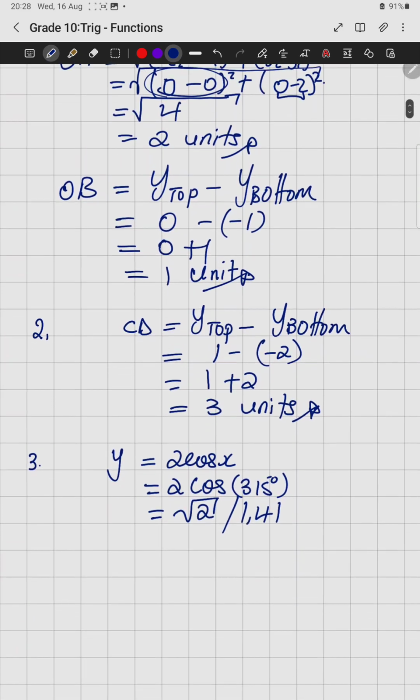So that is the y value at F. Therefore the coordinates of F here: x must be 315, and then y is root 2. This is the coordinates of F.